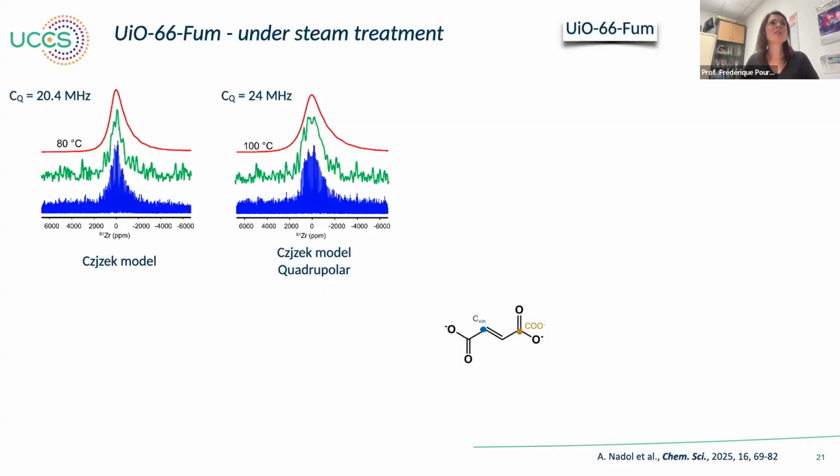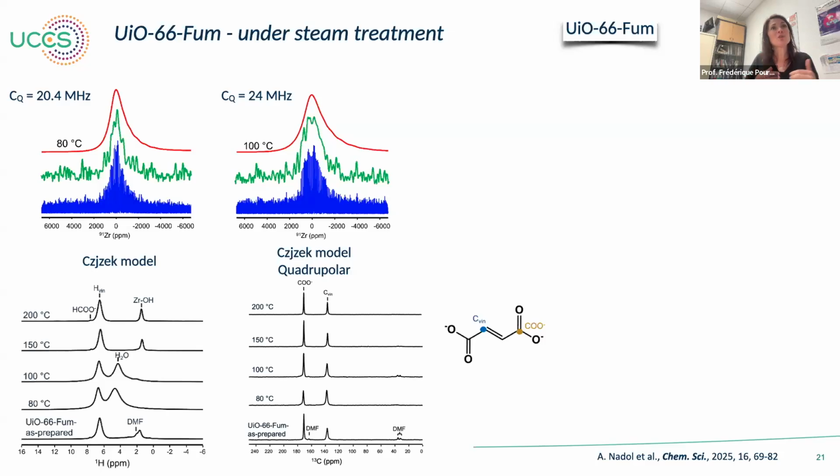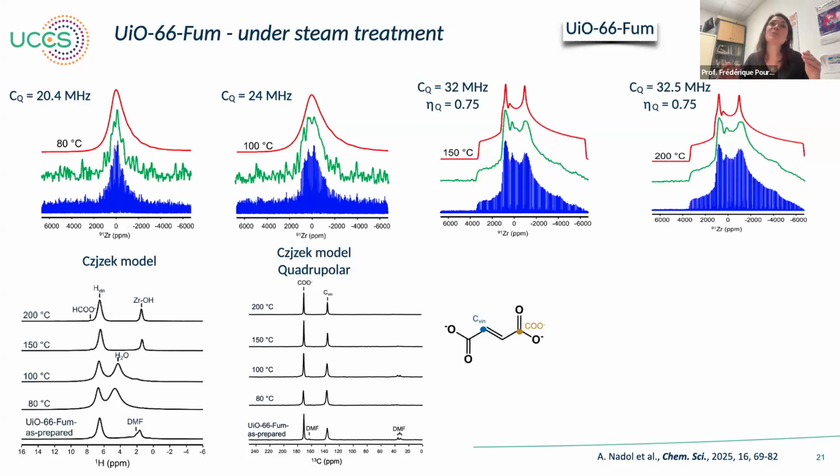In these samples, you can see that at 80 and 100 degrees C, you have to do a C-check model to simulate the spectrum. And what you can observe is that at 80 and 100 degrees C, you have an amount of water that is not negligible, and that may be because of the size of the pores. And at 150 and 200 degrees C, you clean the sample. There is no water anymore.